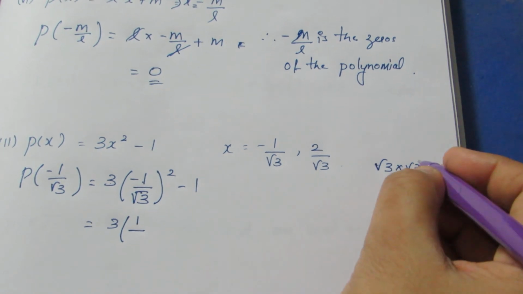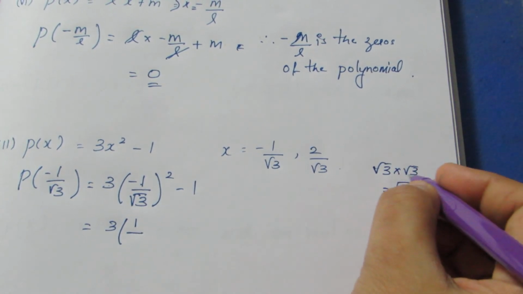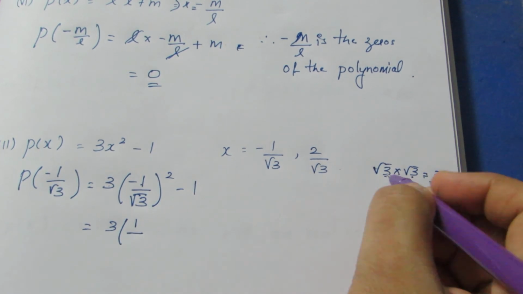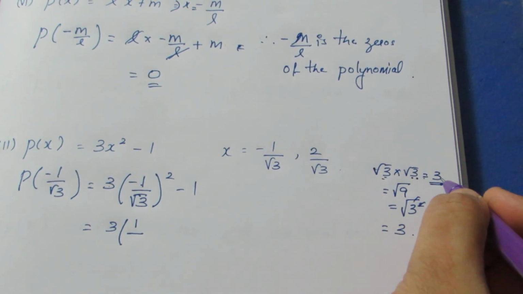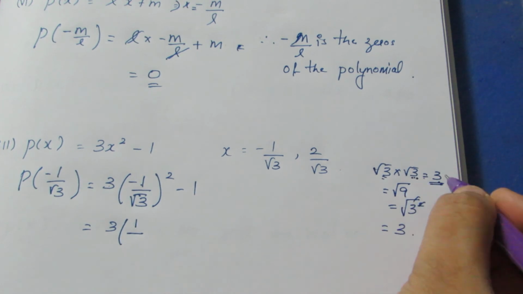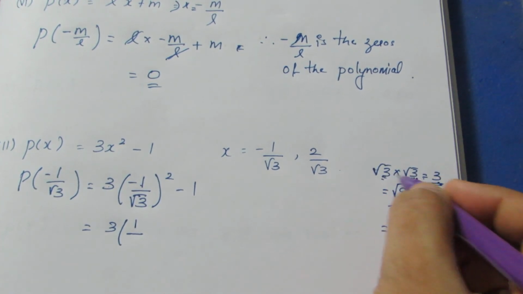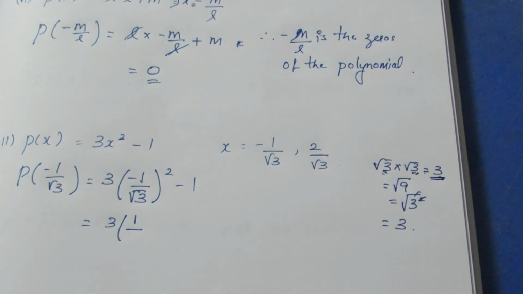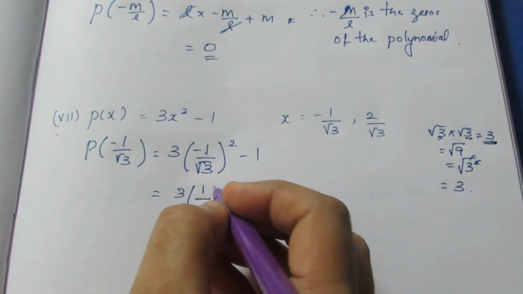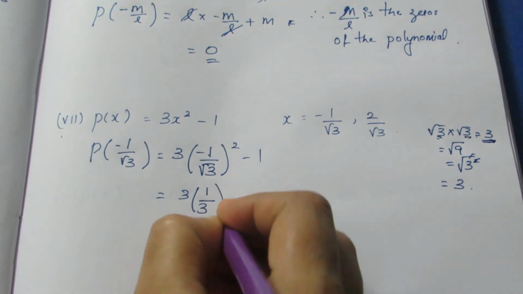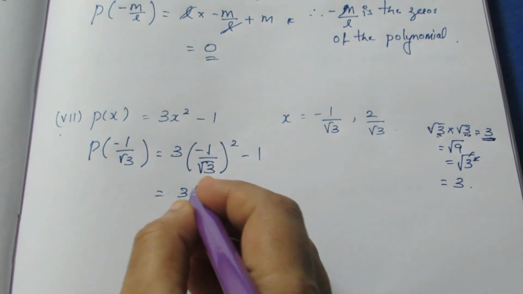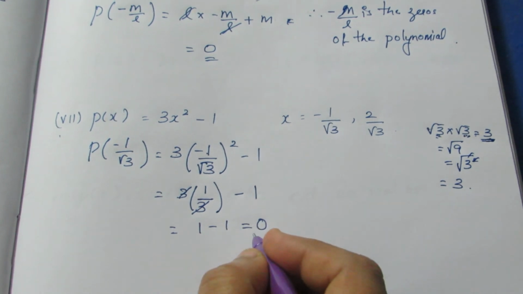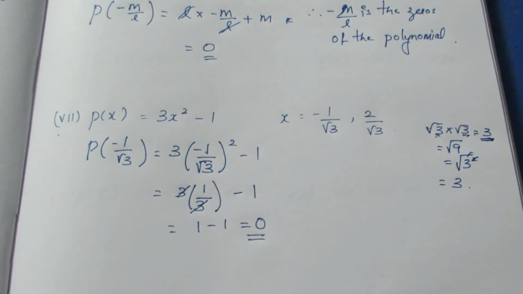Remember that if we multiply any two same numbers in root, that is root 3 into root 3, we get the answer 3. If it's root a into root a, you get a. Root 5 into root 5, you get 5. So for the same number, we get the number without the root. In that case, here it becomes 3 minus 1. Here 3 gets cancelled, so 1 minus 1 is 0. Therefore, the first one, minus 1 by root 3, is the zero of the polynomial.